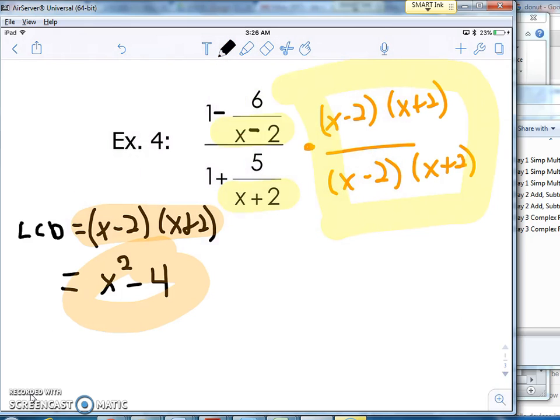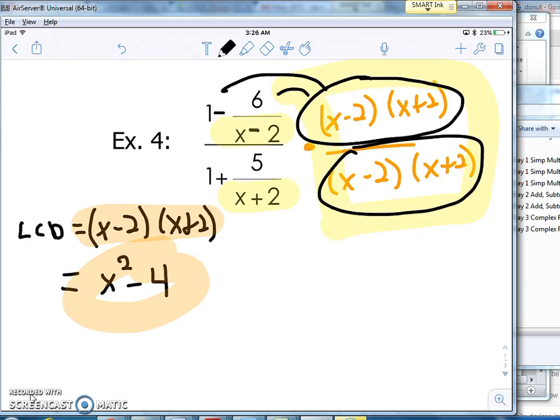Now I'm going to distribute, so the x minus 2 times x plus 2 goes to both terms in the top. It goes to both terms in the bottom. And I'll write it out again, although I don't normally always write it out. So this is going to equal, let me get our LCD out of the way.